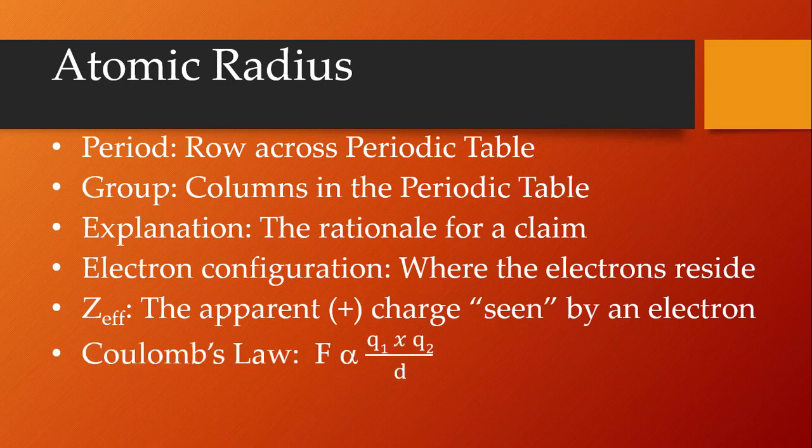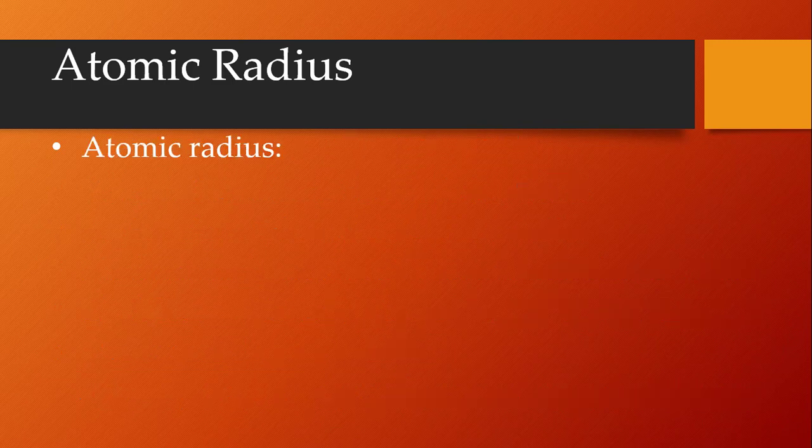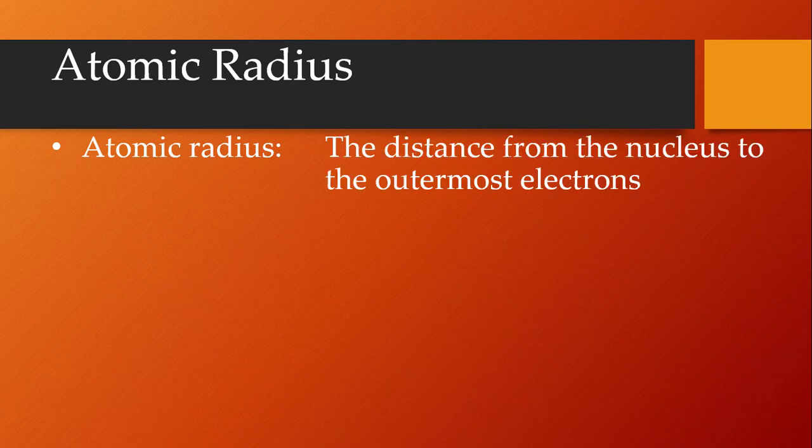Coulomb's law states that force is related to Q1 times Q2 divided by D, where Q1 is the effective nuclear charge, Q2 is -1 because that is the charge of an electron, and D is the distance between the points that we're looking at. So now we can define atomic radius, which is the distance from the nucleus to the outermost electrons.